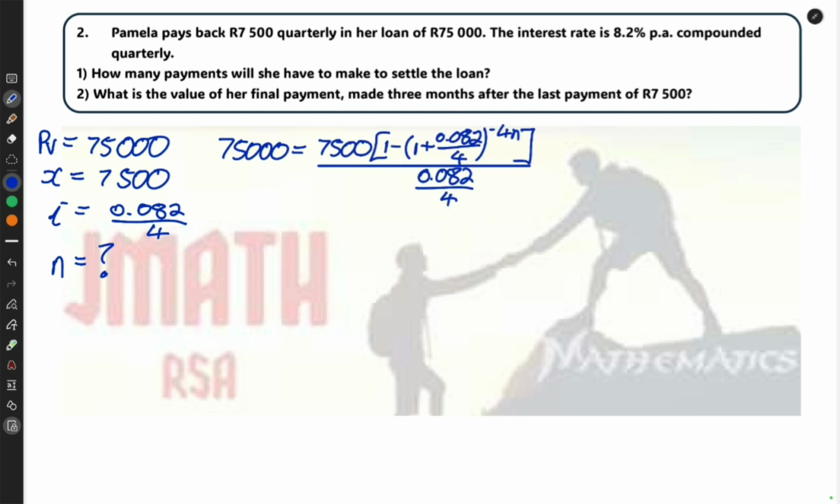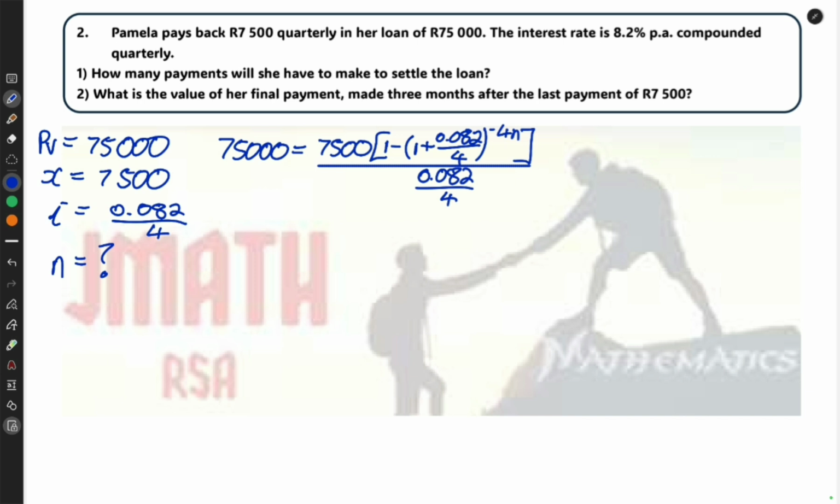So the goal with this is to get N alone. Now, once again, I subbed in the -4 there, just because that's the method that we've been using. Divide I by 4, multiply N by 4. But at the end, we're not going to figure out N alone because they don't ask me how many years it's going to take. They ask me how many payments. So let's try and get -4N alone.